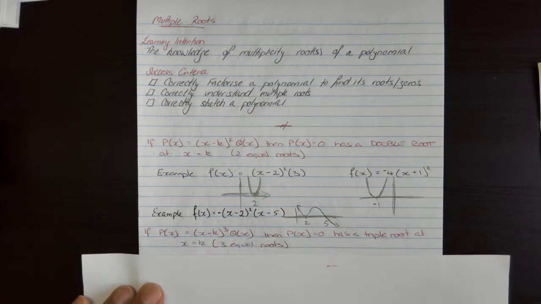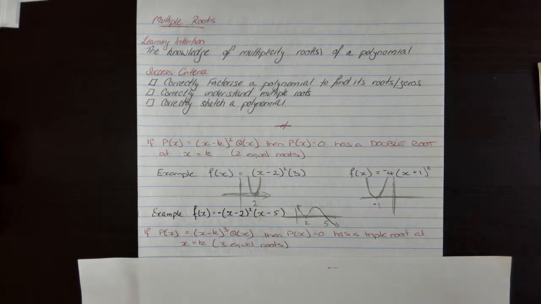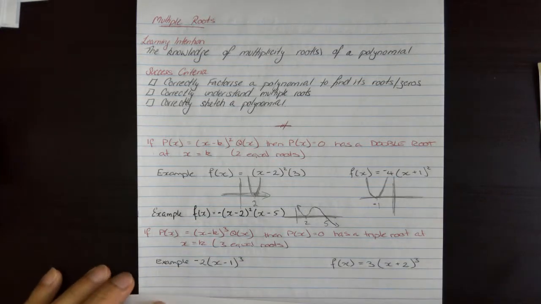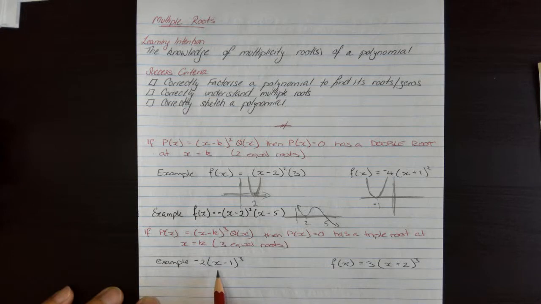All right. The other rule is if p of x equals (x minus k) to the power of 3 times q of x, then p of x equals 0 has a triple root at x equals k, which means 3 equal roots. So for example, we have this cubic of negative 2 times (x minus 1) cubed. So the x-intercept will be 1. It's a negative cubic, so it's going to go this way.